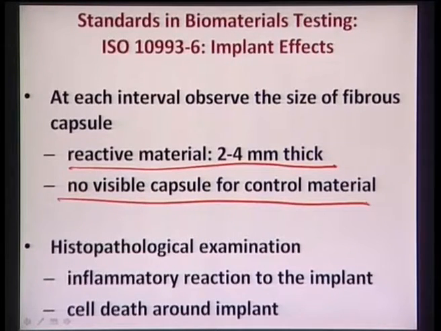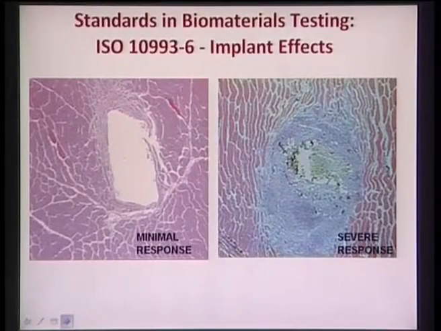And histopathological examination will actually tell you what the inflammatory reaction to the implant is, and whether there is cell death around the implant. Now, if there is cell death around the implant, then what will happen? The material cannot be used in real life applications. Now, this tells you how you can qualitatively assess how good or how bad two different materials are as far as in vivo biocompatibility is concerned.